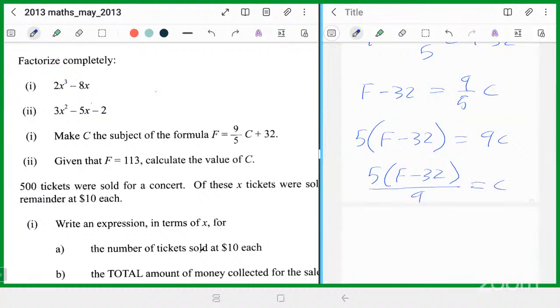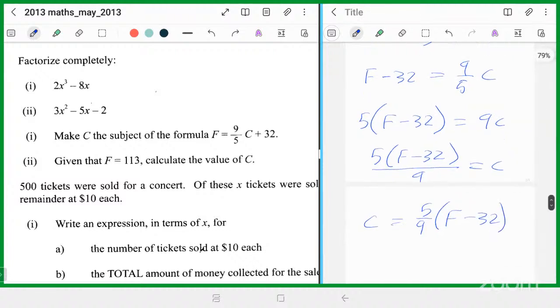That's not the only answer. I can write it now as 5/9 times F minus 32. That's not the only way to express it, but that's fine. Very good. Okay with that? Given that F is 113, what is the value of C?